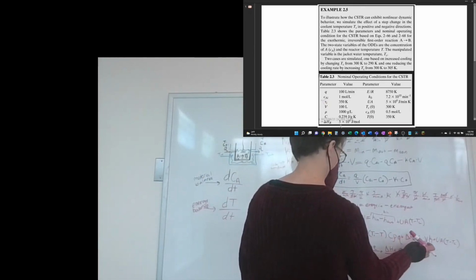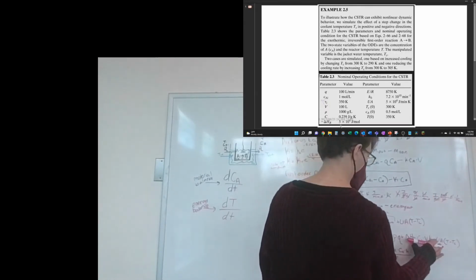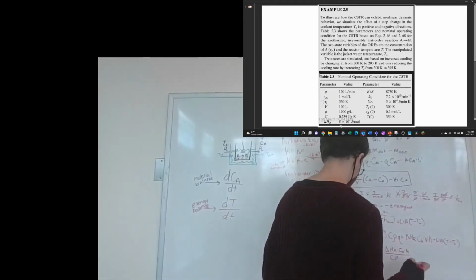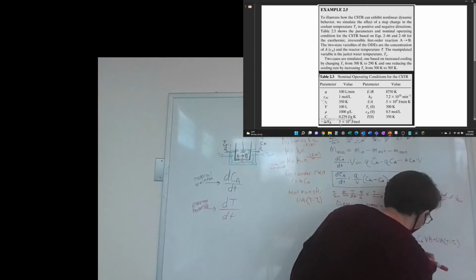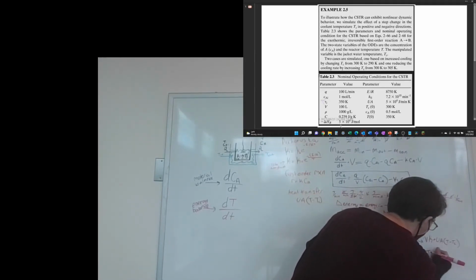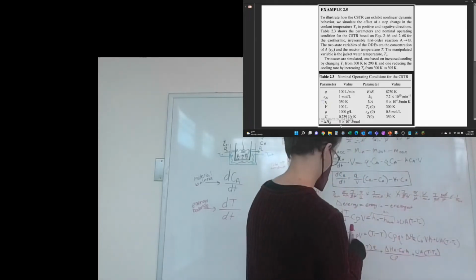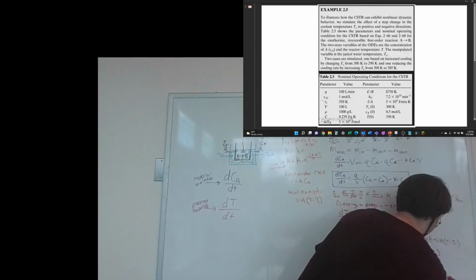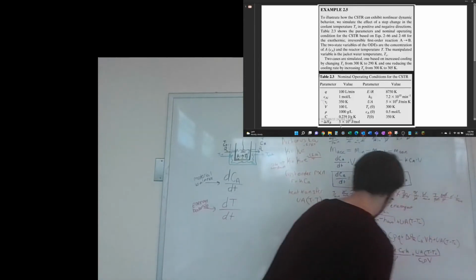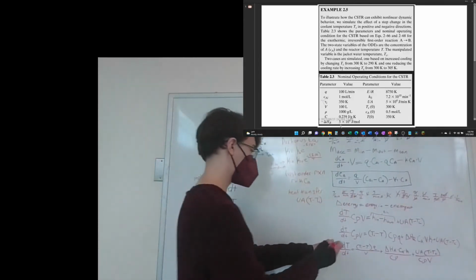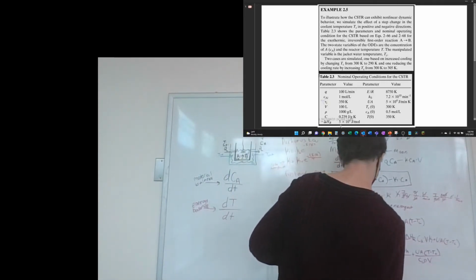And then we just have this third term over here, where nothing's going to cancel, so we're just going to have UA times temperature minus the temperature of the coolant, over heat capacity times density times volume. So there's our equation, box that in.